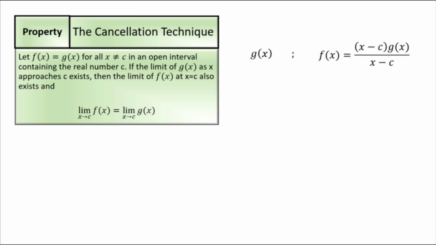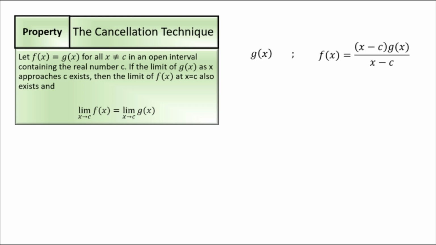So let f of x equal g of x for all x not equal to c in an interval containing the real number c. If the limit of g of x as x approaches c exists, then the limit of f of x at c also exists and they are equal.